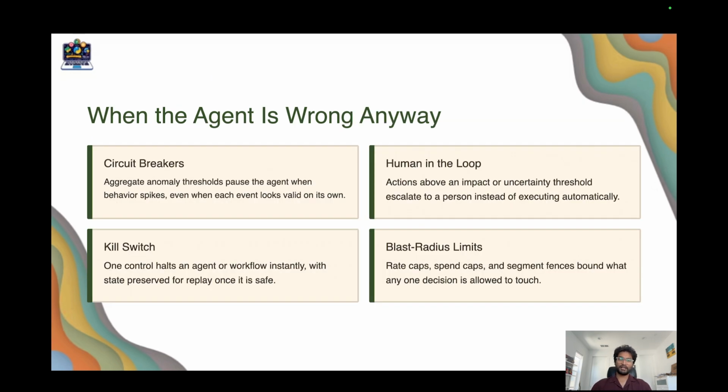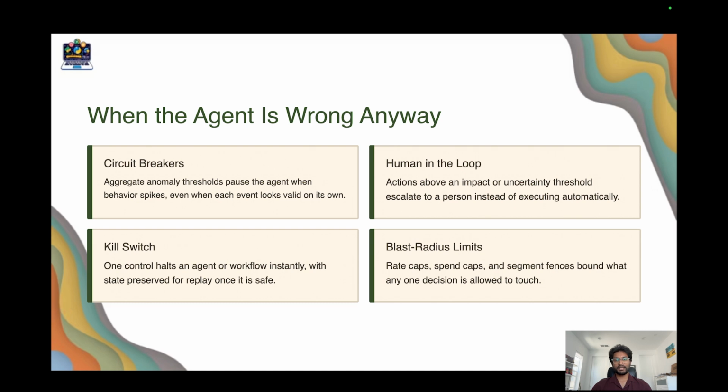Everything so far has been about preventing bad actions at the level of a single event. But you design a safe system assuming that one day something gets through anyway. So you add a second kind of defense, one that limits the blast radius of any single mistake. Four controls. The first one being a circuit breaker.